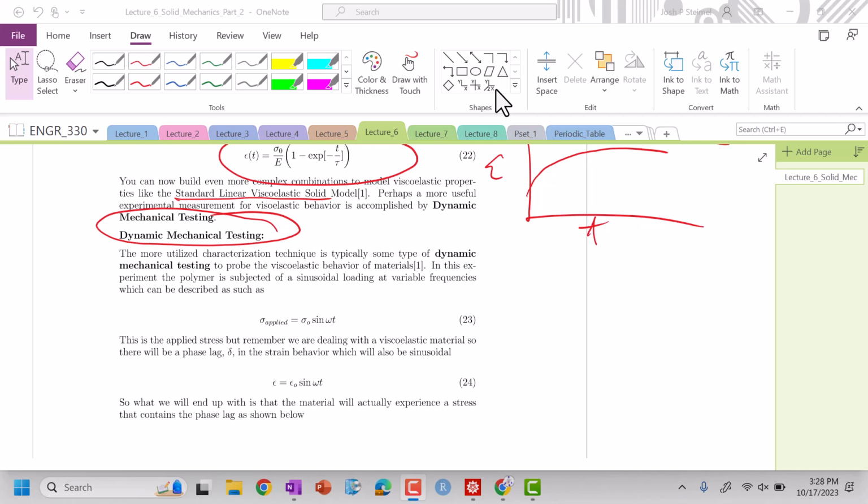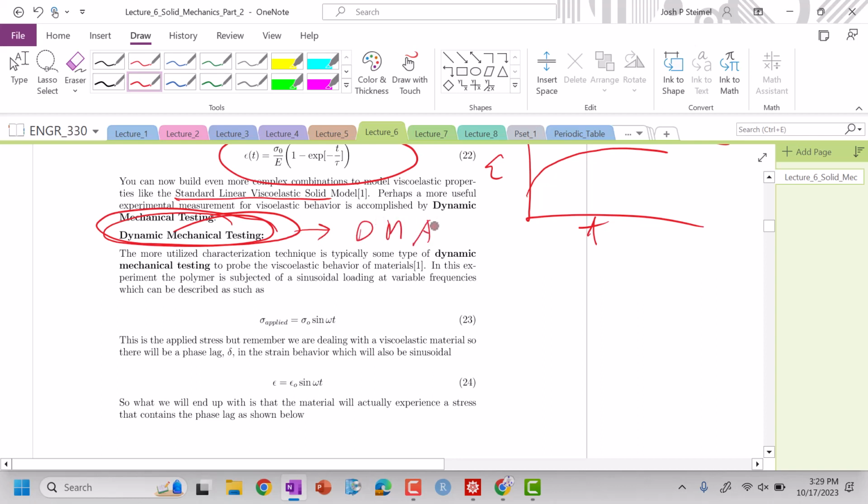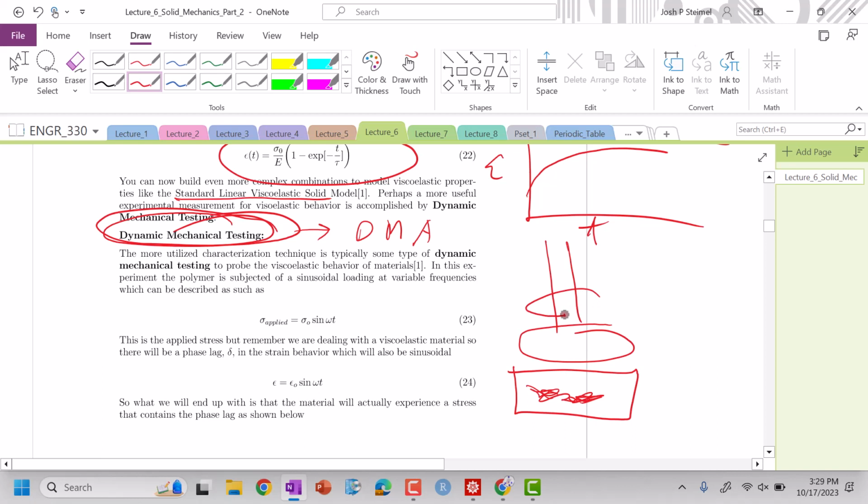So one of the best ways to determine when or how a material behaves like a viscous fluid or an elastic solid is to do dynamic mechanical testing. Sometimes it's referred to as DMA, or dynamic mechanical analysis. Essentially, it's a test where you have a cylinder filled with some type of polymeric material, and you have another plunger that goes into the cylinder and we rotate it at a certain frequency omega.